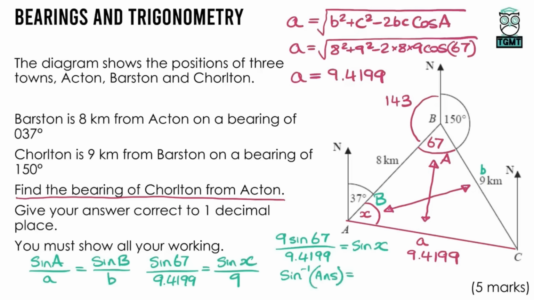I'm going to press sine -1 and I'm going to put the fraction into my calculator straight from there. So 9 sine 67 on the top, 9.4199 on the bottom. And there we go, our final angle there is 61.578 and a few more decimals. Now this question wants our answer to 1 decimal place, so we're going to need to round it anyway.